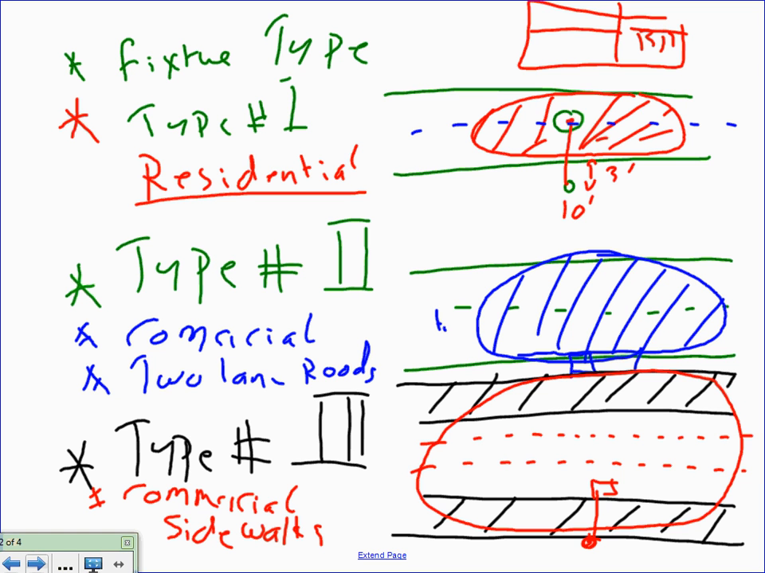So can I use any one of them anywhere? Yes. If you situate it right, orient it right, you might get away with number 2 in a residential, but most of the time, if you're doing residential, number 1. If you're doing commercial with multiple lanes, number 3, and number 2 is somewhere in between. That's how I think about it anyway.